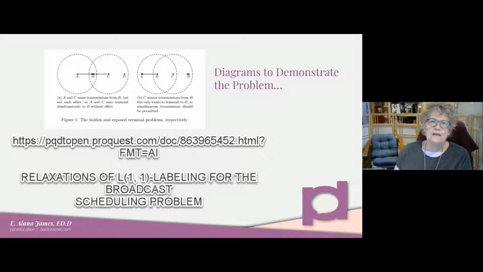And they can be used to demonstrate a problem. So this one is about how in broadcasting, if you have signals being sent out by a similar source at the same time, two different signals, there's a couple of different ways that they can interact, one that's better than another, or there's a problem with both.